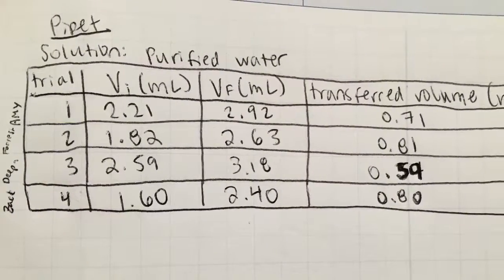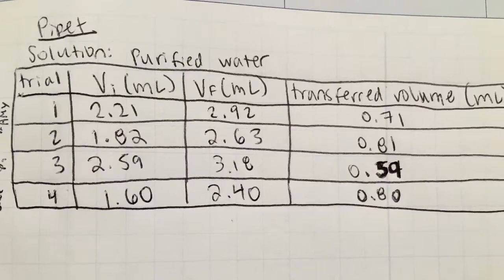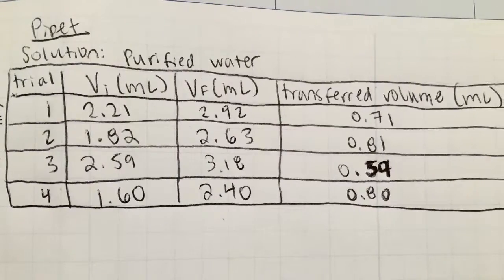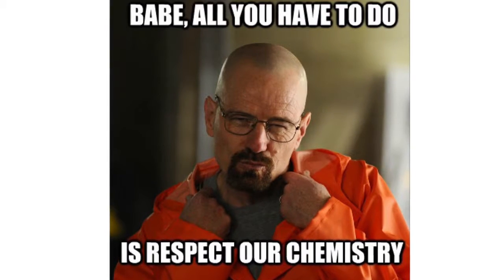These are our calculations for our initial volumes, final volumes, and the volume transferred. As you can see, all the volumes are measured to 2 decimal places. And that is how you measure the volume using a meniscus. Now you can go create a meth empire and not be concerned about any problems resulting from incorrect measurements.